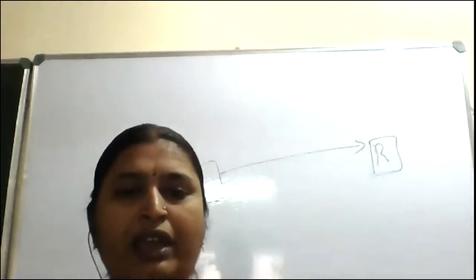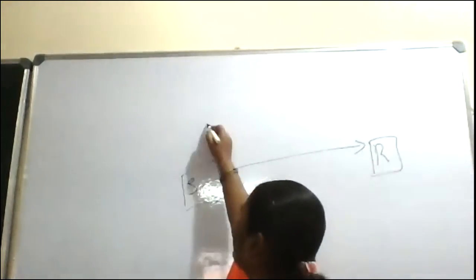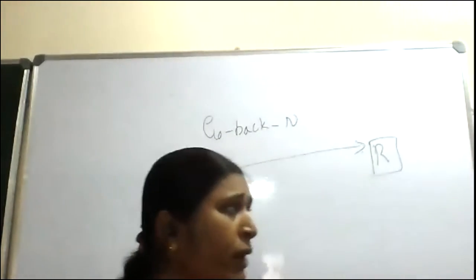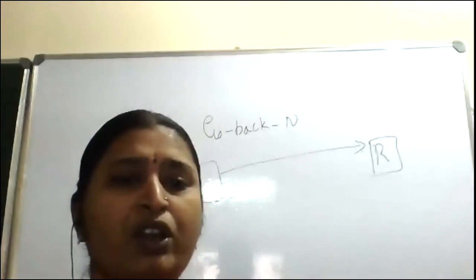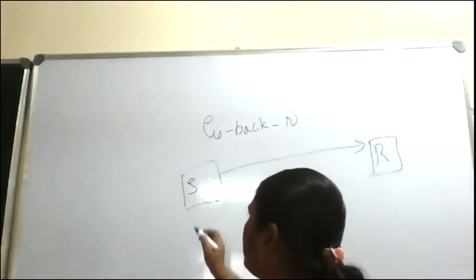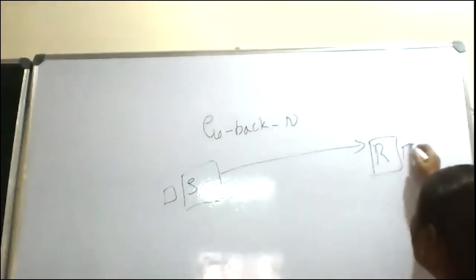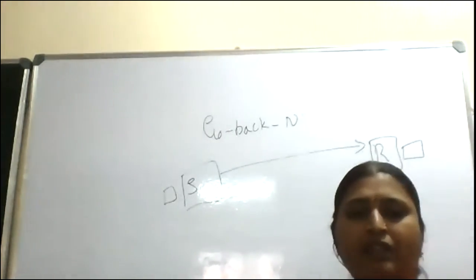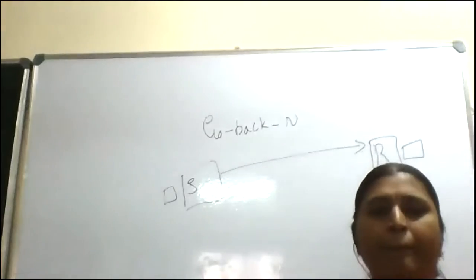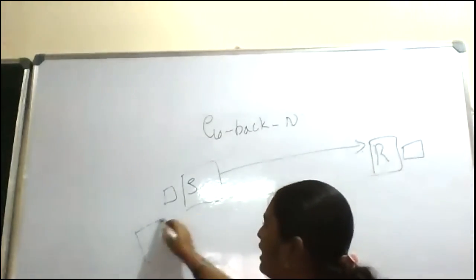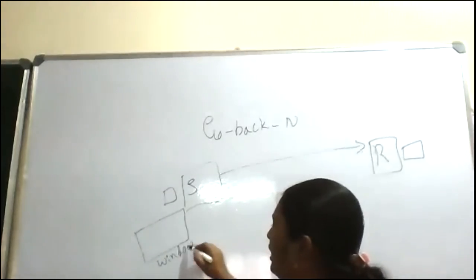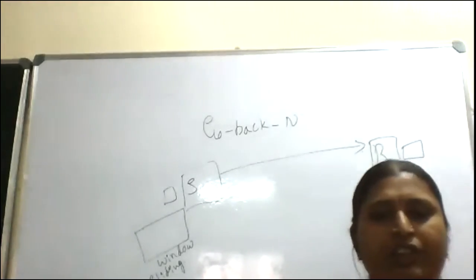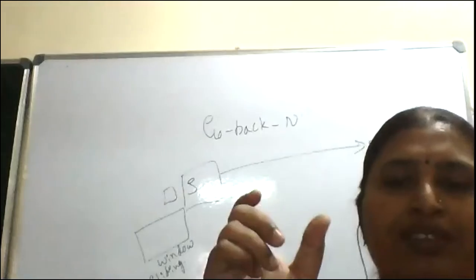To overcome this disadvantage, they proposed a new protocol called Go Back N. In this protocol, in the sending system, in stop and wait the memory allocated was to hold only one frame, for which we used two sequence numbers. But in Go Back N they increased the size, and it is called a sliding window. The memory which is allocated for the sending system to hold the frames is called a sliding window.